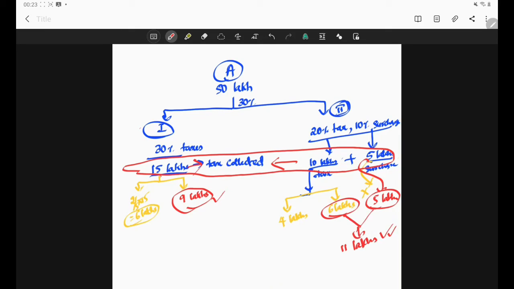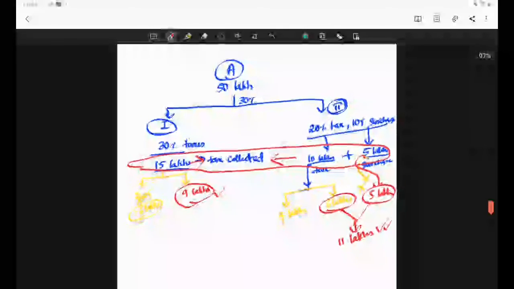But in this case, out of the 15 lakhs, the central government's share is only 9 lakhs. But in this case, the central government's share will increase to 11 lakhs. So this way, the central government, instead of directly putting the entire thing as tax, will put some surcharge. So we have understood what is tax and what is surcharge. Now we will go on to understand what is cess.